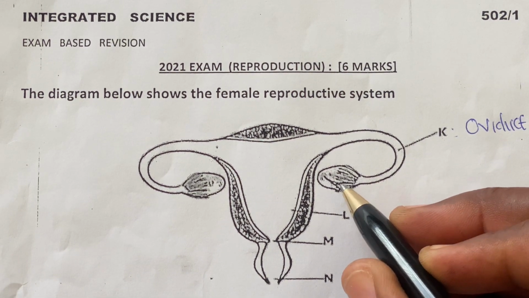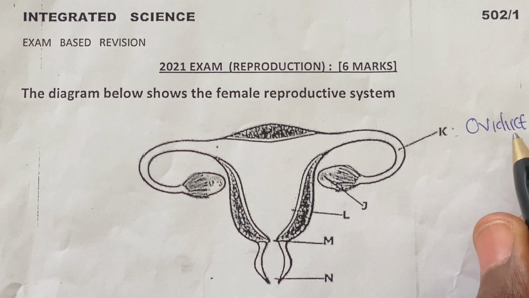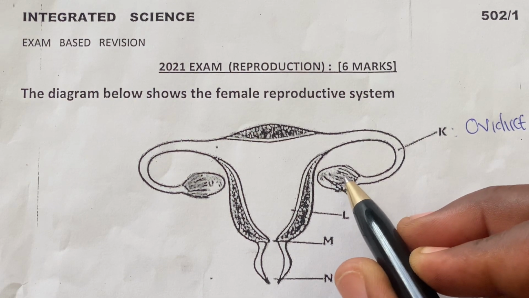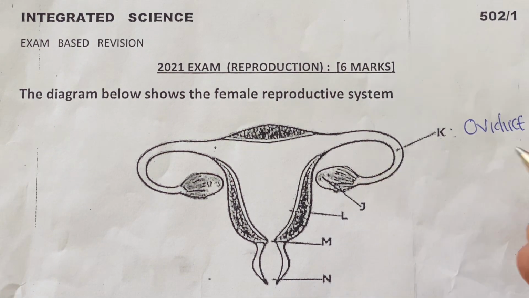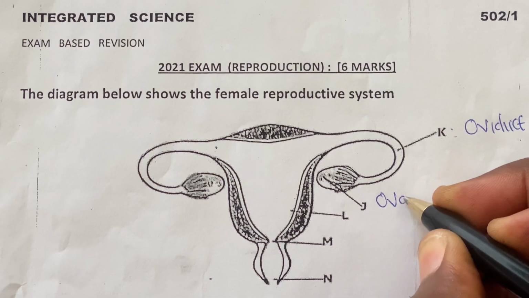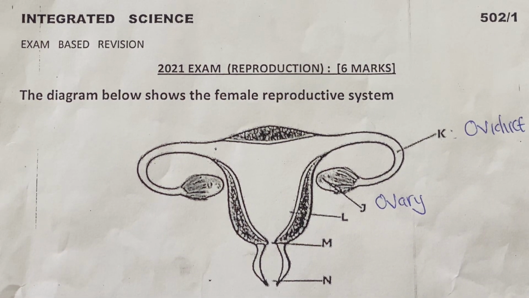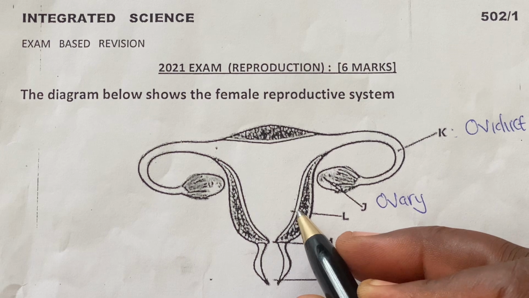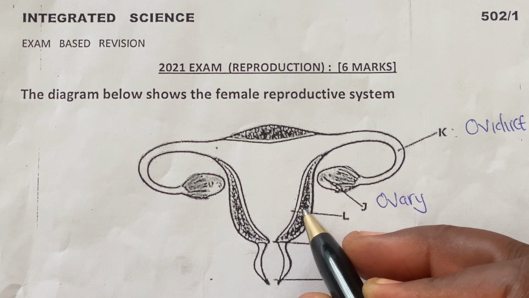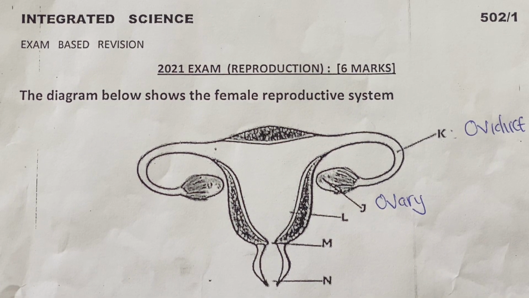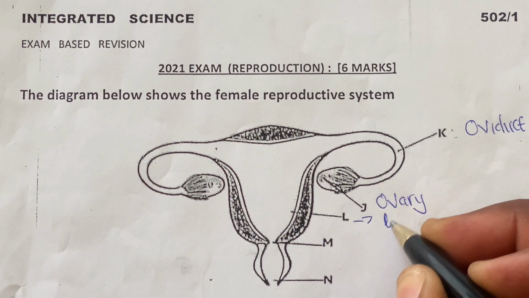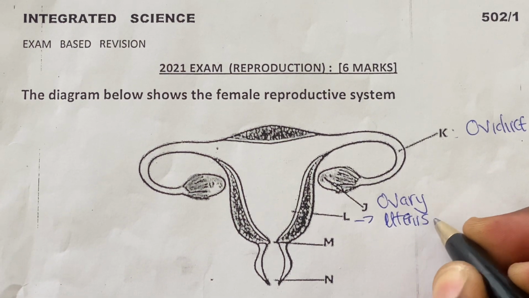Then J points at a structure linked to the oviduct, meaning this is the one that conducts ovulation. Hence, it is the one that produces the eggs. So these are the ovaries. Since it just points at this, we can say ovary. Then moving on to L, L points at a region inside the reproductive system where the zygote is implanted. So this one is the uterus.